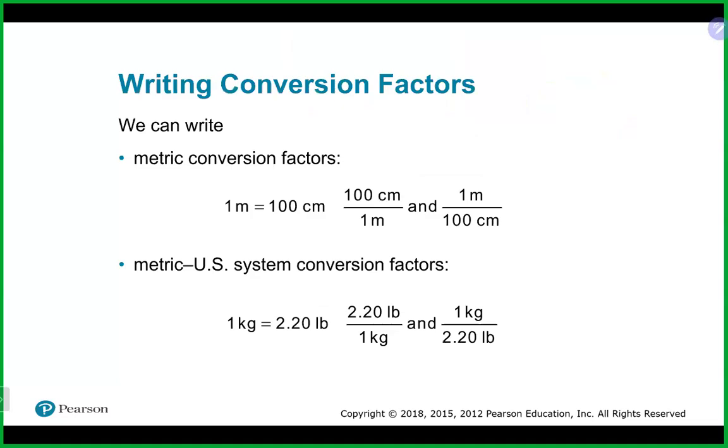So let's look again at some of these conversion factors as we've been writing. We've got 1 meter is 100 centimeters. Again, our two conversion factors, which are really just fractions, are 1 centimeter on top and 1 meter on the bottom, or 1 meter on top and 100 centimeters on the bottom. This is our kilograms to 2.2 pounds. This again would get us our two conversion factors.